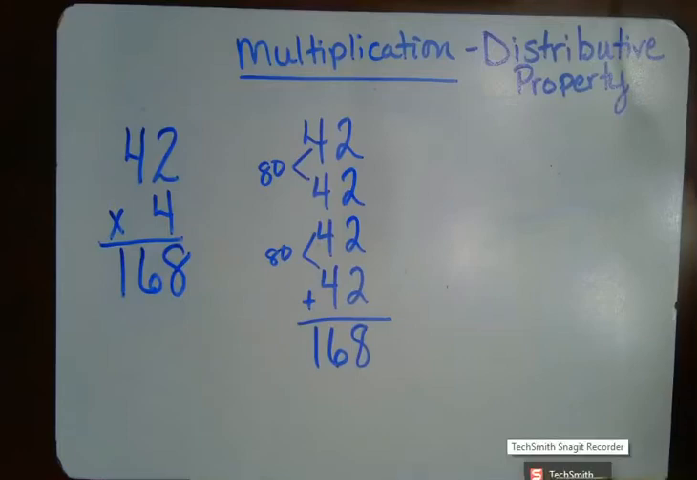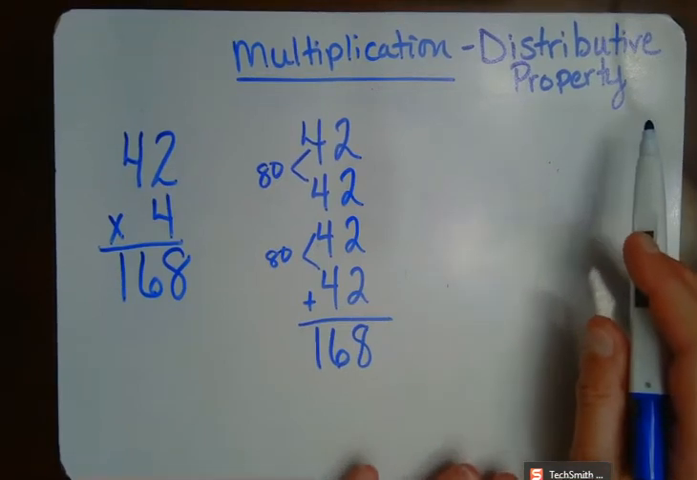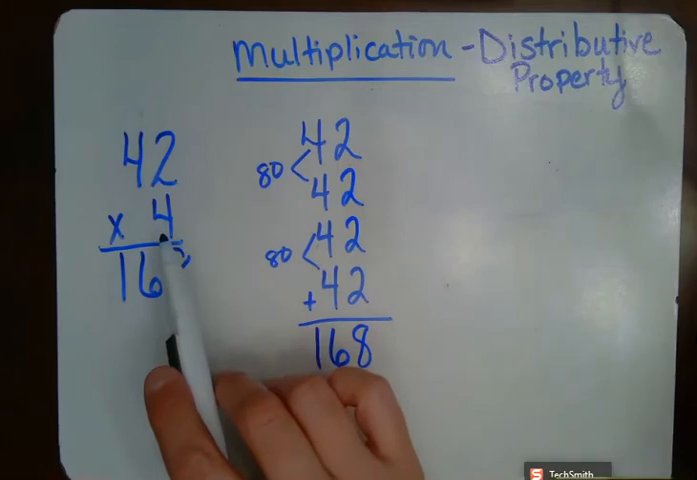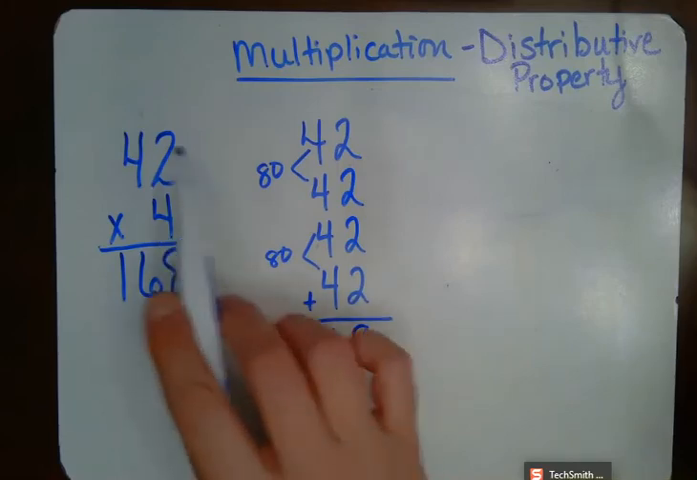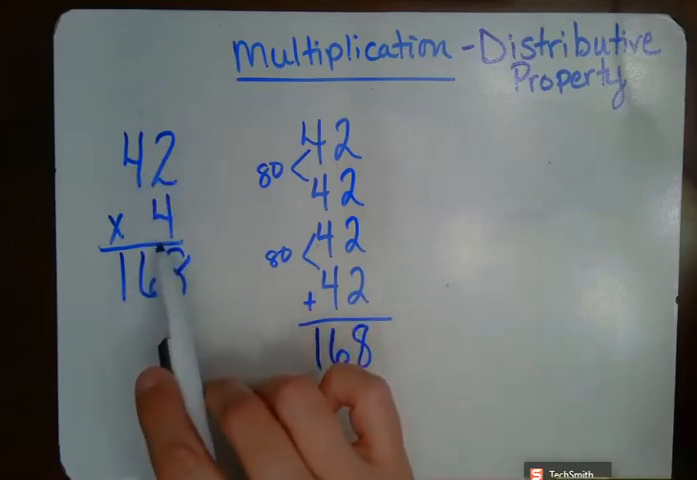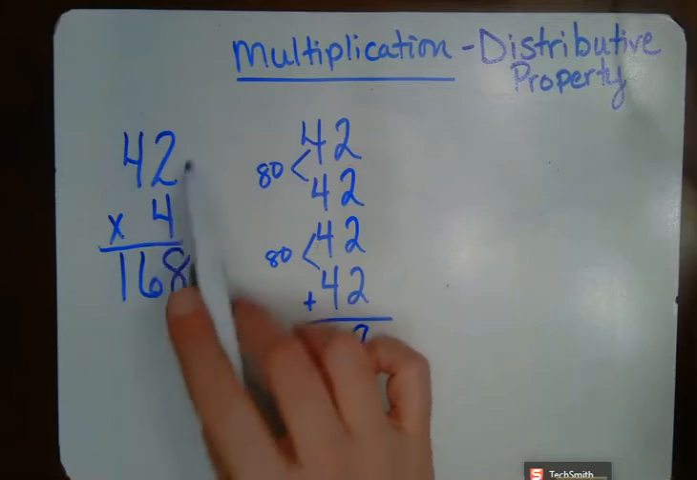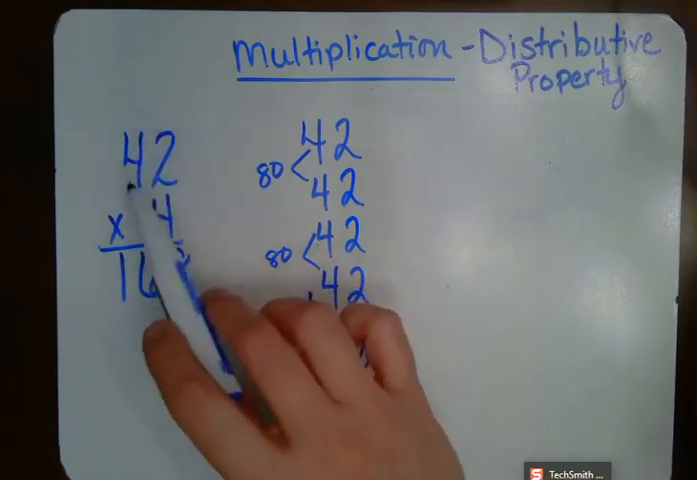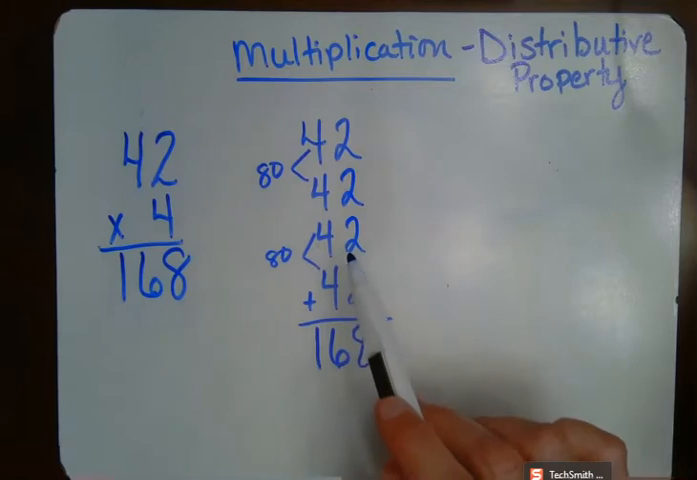Now we're going to take this a step further and look at another strategy called the distributive property. So remember, we started with the multiplication problem of 42 times 4, and we were multiplying it both using the standard algorithm and relating it to repeated addition.